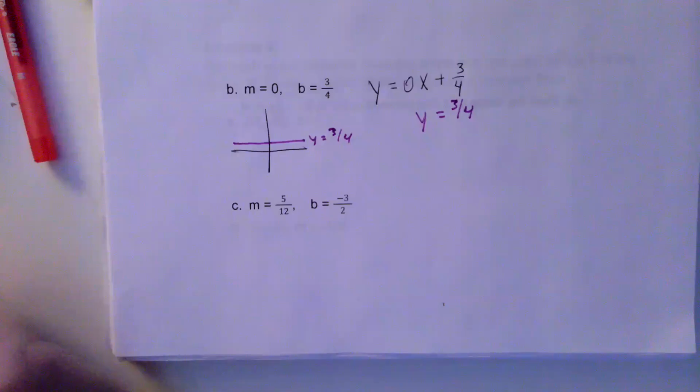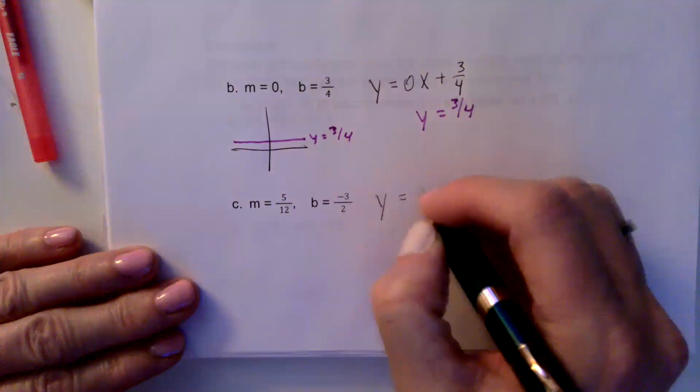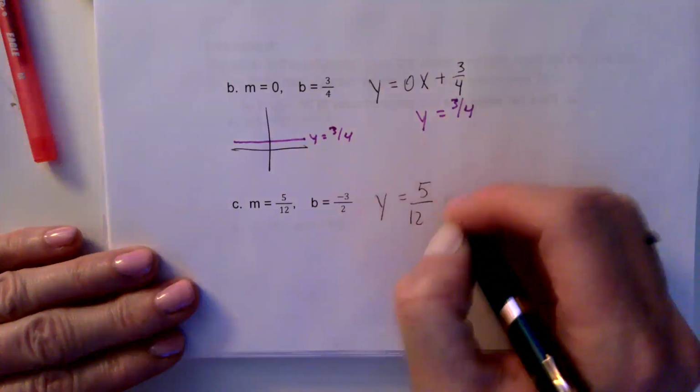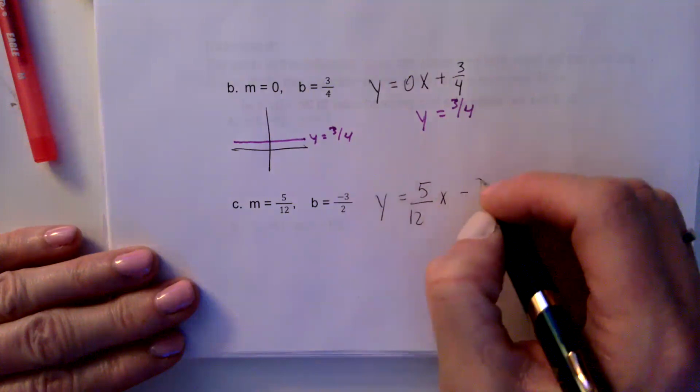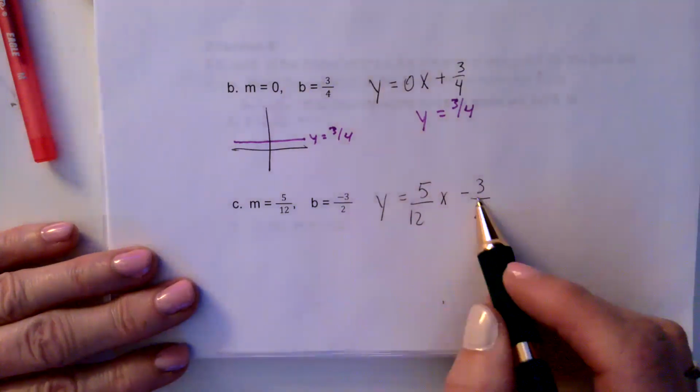And the third one, again, they gave us the slope and the y-intercept, so we can plug them right into our equation. Y equals 5/12x minus 3/2, because our y-intercept is negative.